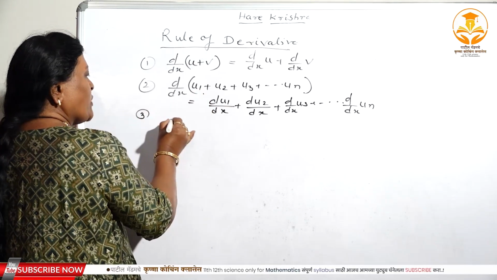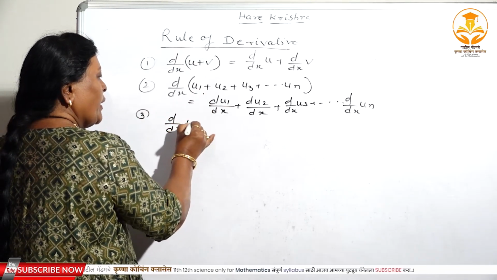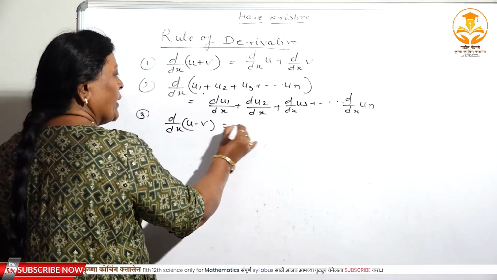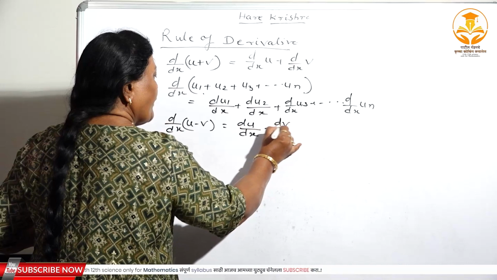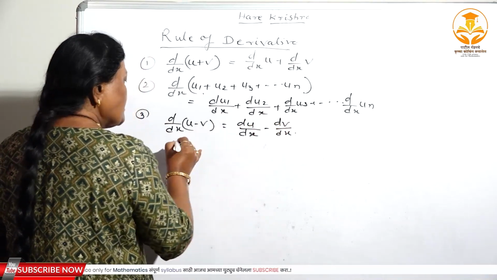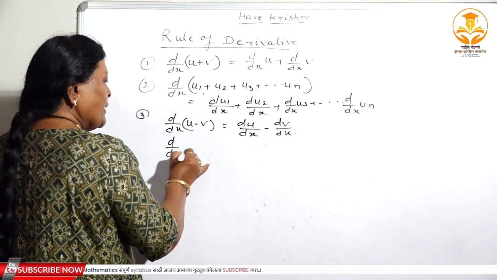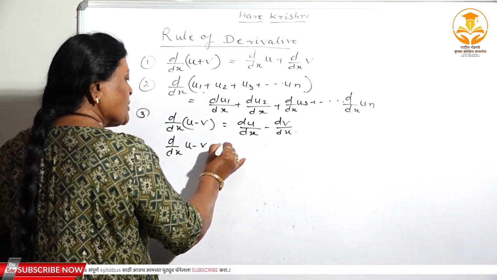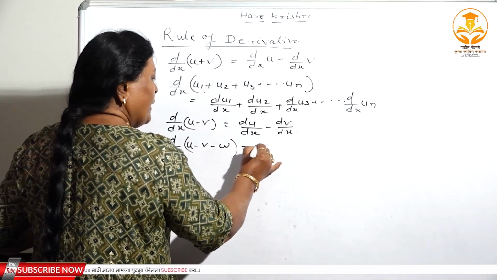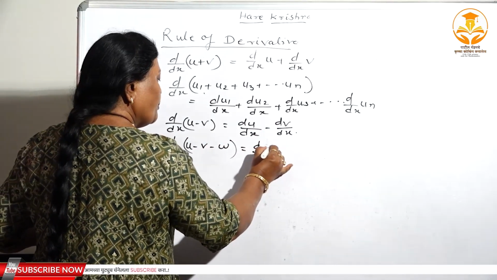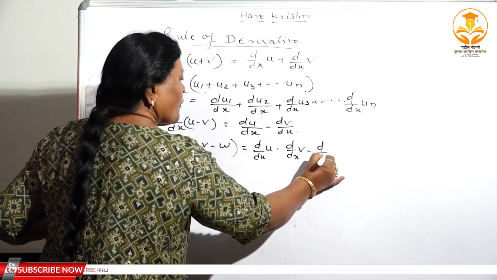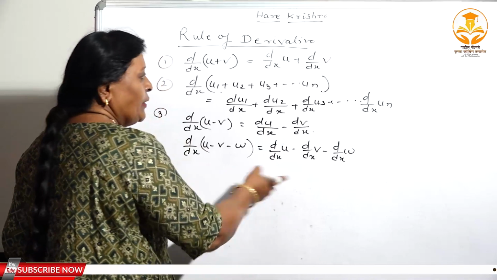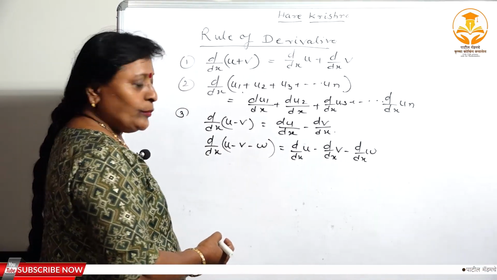Now there is a subtraction of functions, same here, u minus v. Again you have to take the derivative of u and minus the derivative of v, isn't it? Again suppose there is an extension, that is u minus v minus w, like this. Again d/dx of u minus d/dx of v minus d/dx of w, right? In this way you can make the extension.